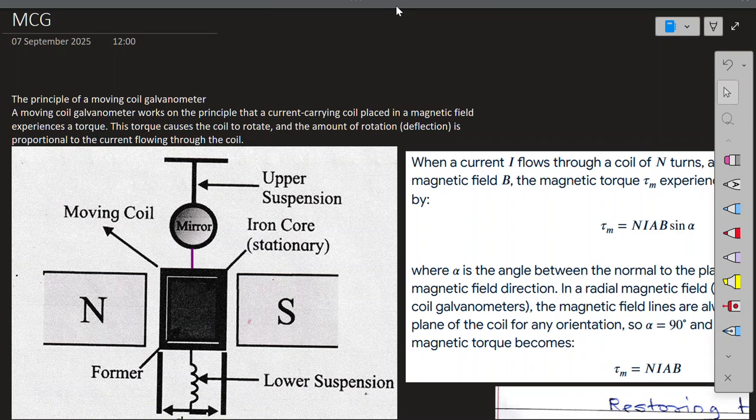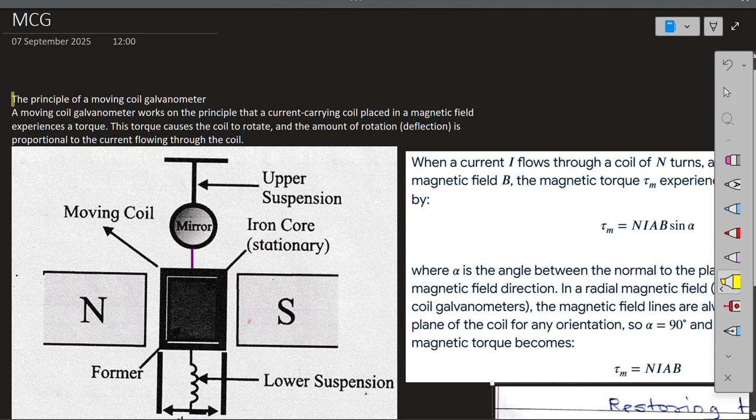Okay, now we are going to discuss a moving coil galvanometer. Okay, it's a video for those who were absent for the regular lecture. So, moving coil galvanometer is a device for measurement of small current.